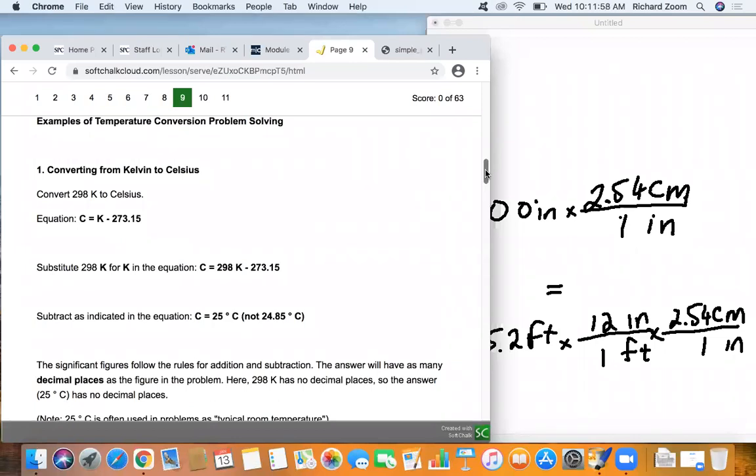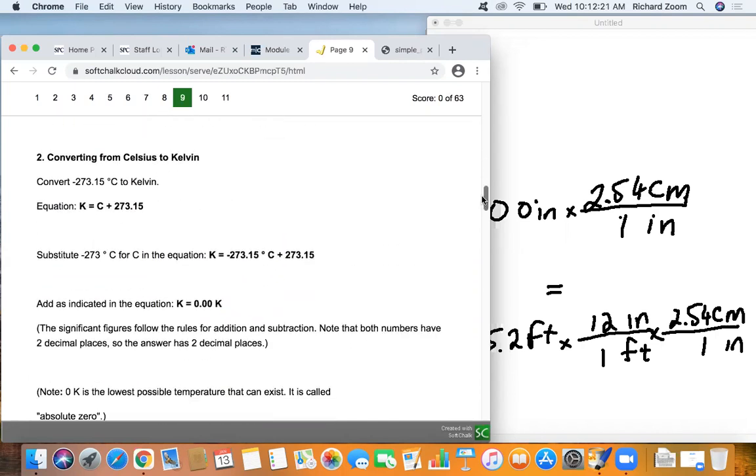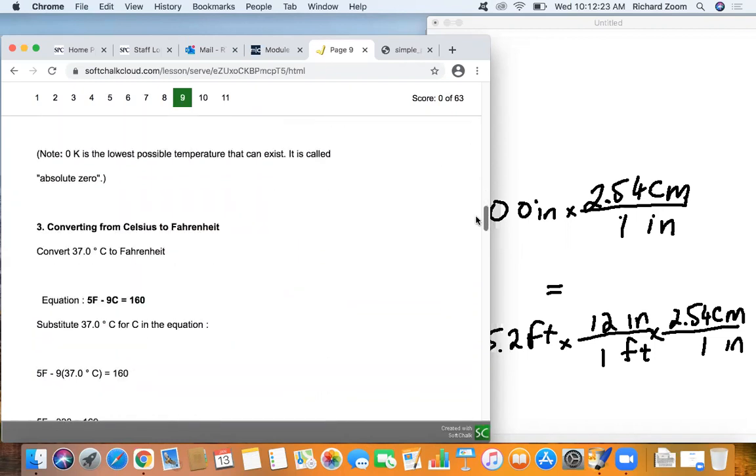The way that we handle significant figures with temperature conversions is that temperature conversions are always addition, subtraction. We're always looking at the smallest number of places past the decimal. So for 298, once we do the conversion and we're using 273.15 for that conversion, it comes out to be 25 degrees because that has zero places past the decimal.